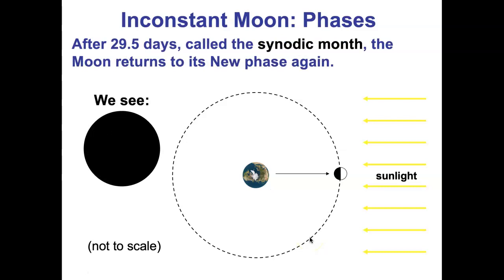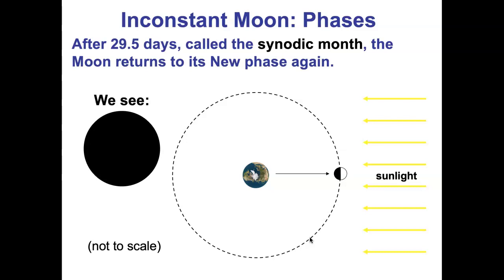And then 29.5 days after we started, the moon hits the next new moon. We have gone through one cycle of the moon's phases, from new moon to the next new moon.